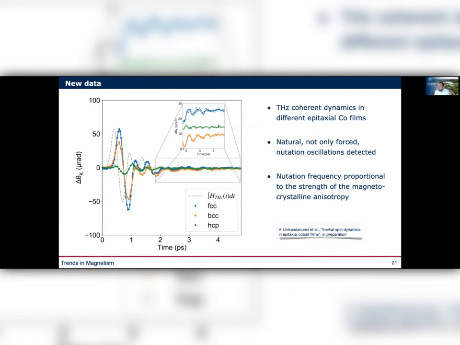So I think this is very exciting because it starts to test another hypothesis of the microscopic theory of nutation, which is spin-orbit coupling. In this case, we correlate it to the magnetocrystalline anisotropy.